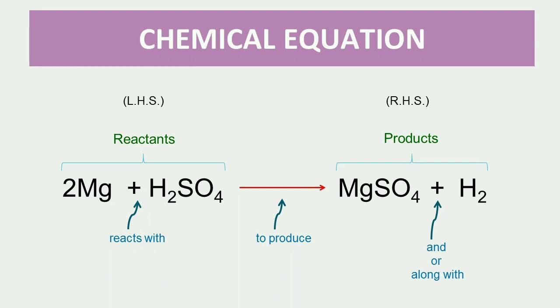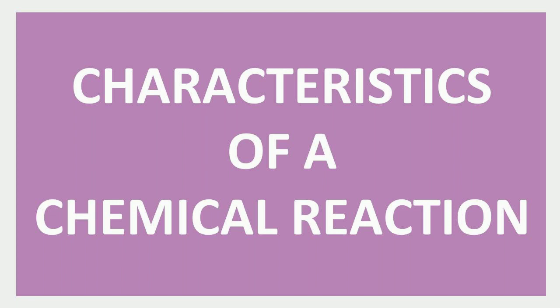So the meaning of the chemical equation given here is magnesium reacts with sulfuric acid to produce magnesium sulfate and hydrogen. Now we are going to study the characteristics of a chemical reaction. A chemical reaction may be accompanied by one or more of the characteristics which we are going to study now.